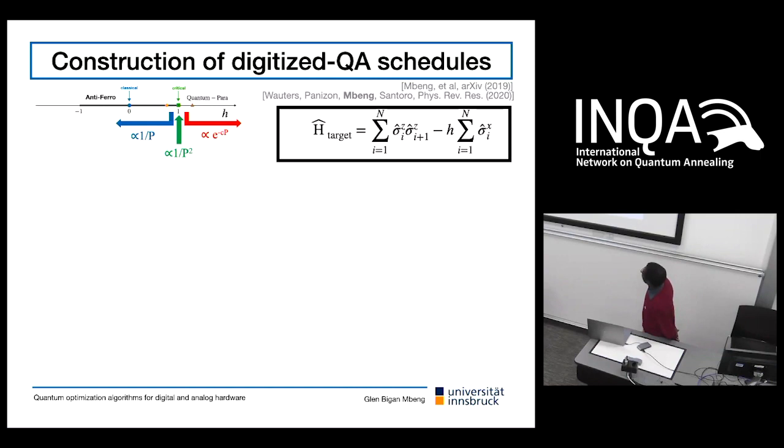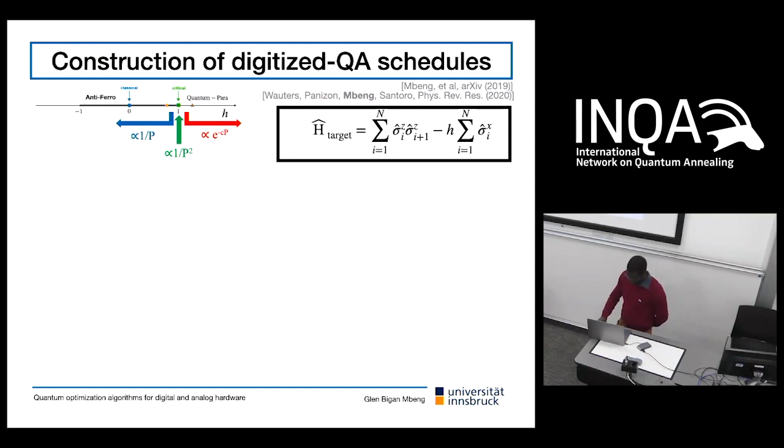We did this, first of all, for the transverse field Ising chain. Here I show the phase diagram of the transverse field Ising chain, and it has a critical point at h equal to 1, and that's where the gap is closing.